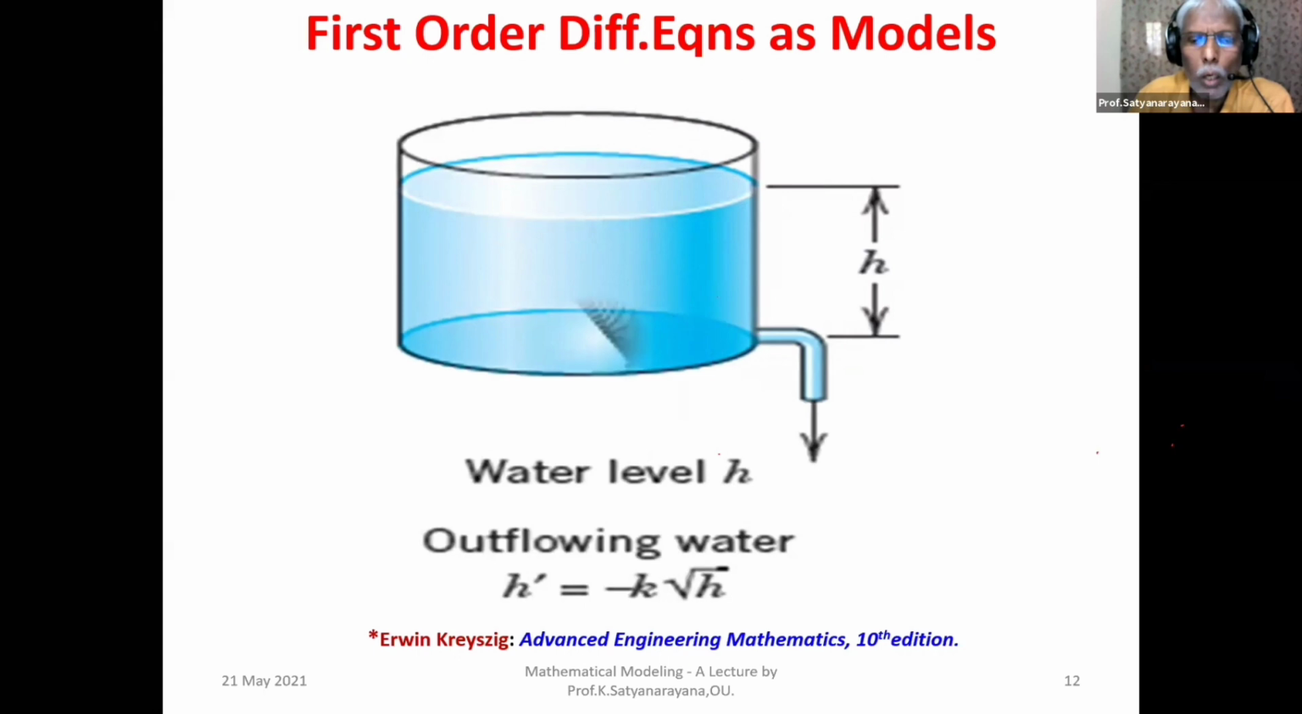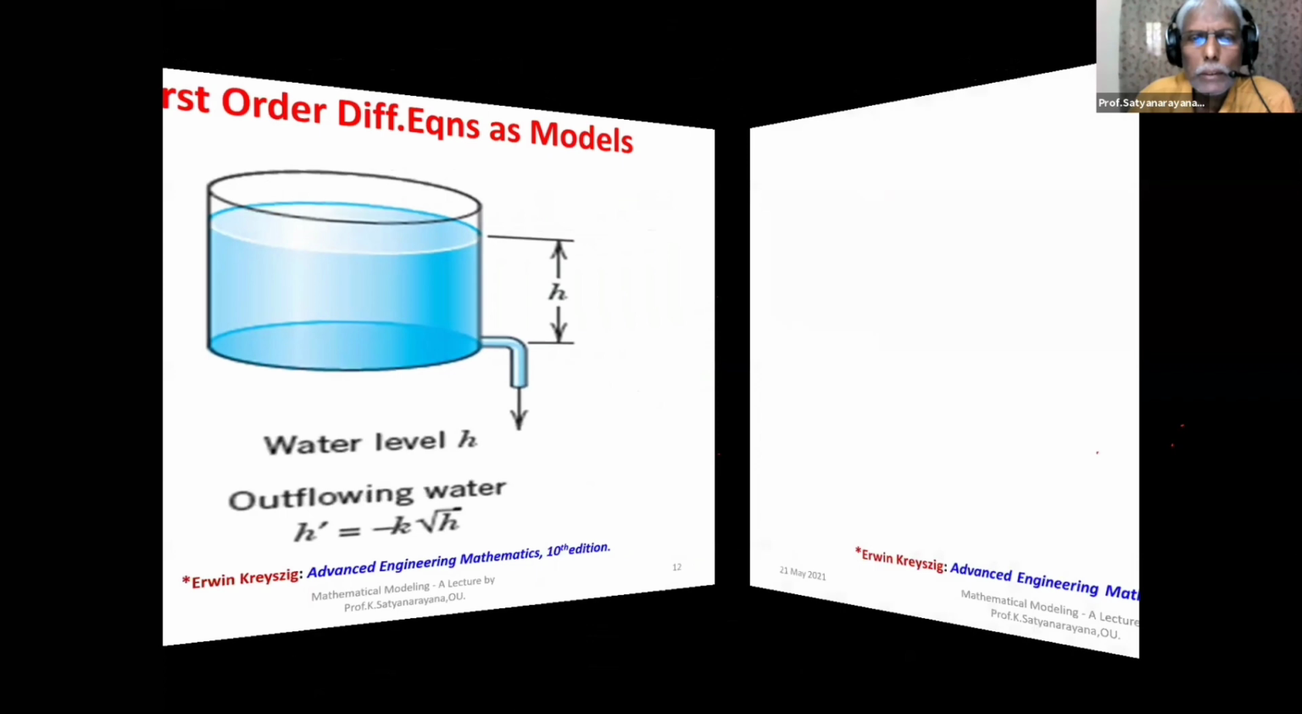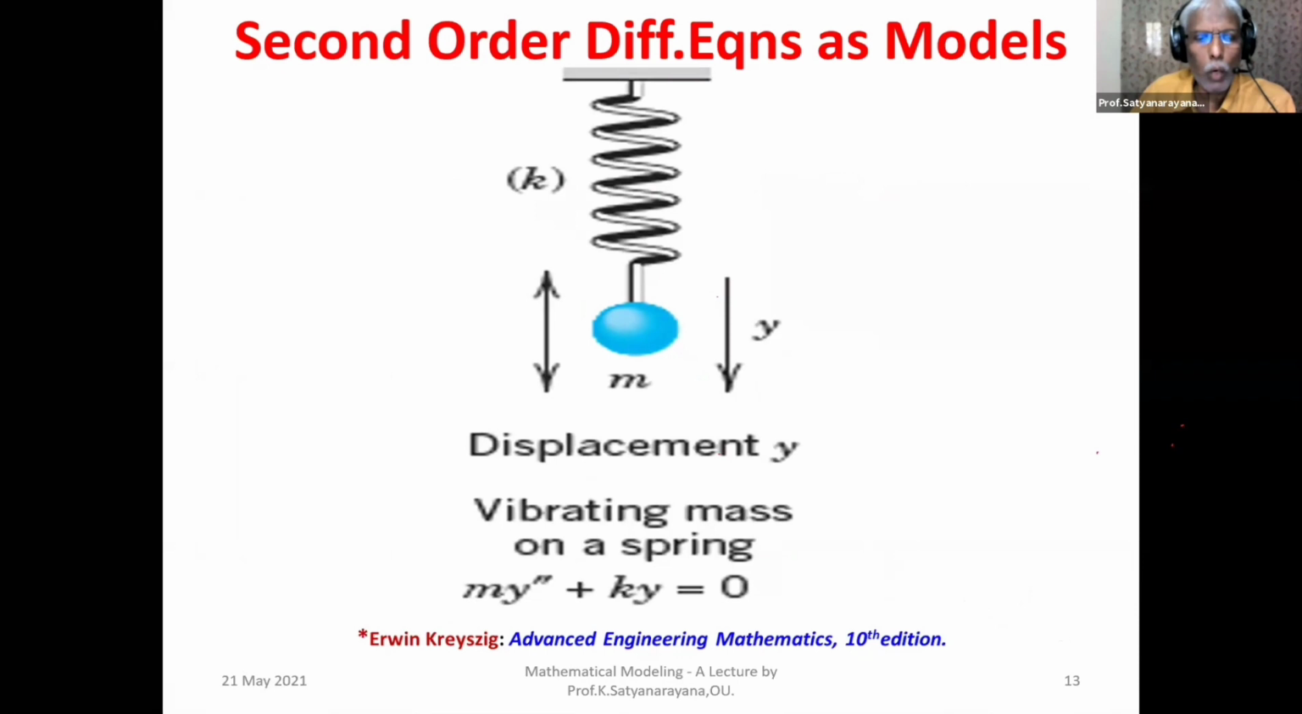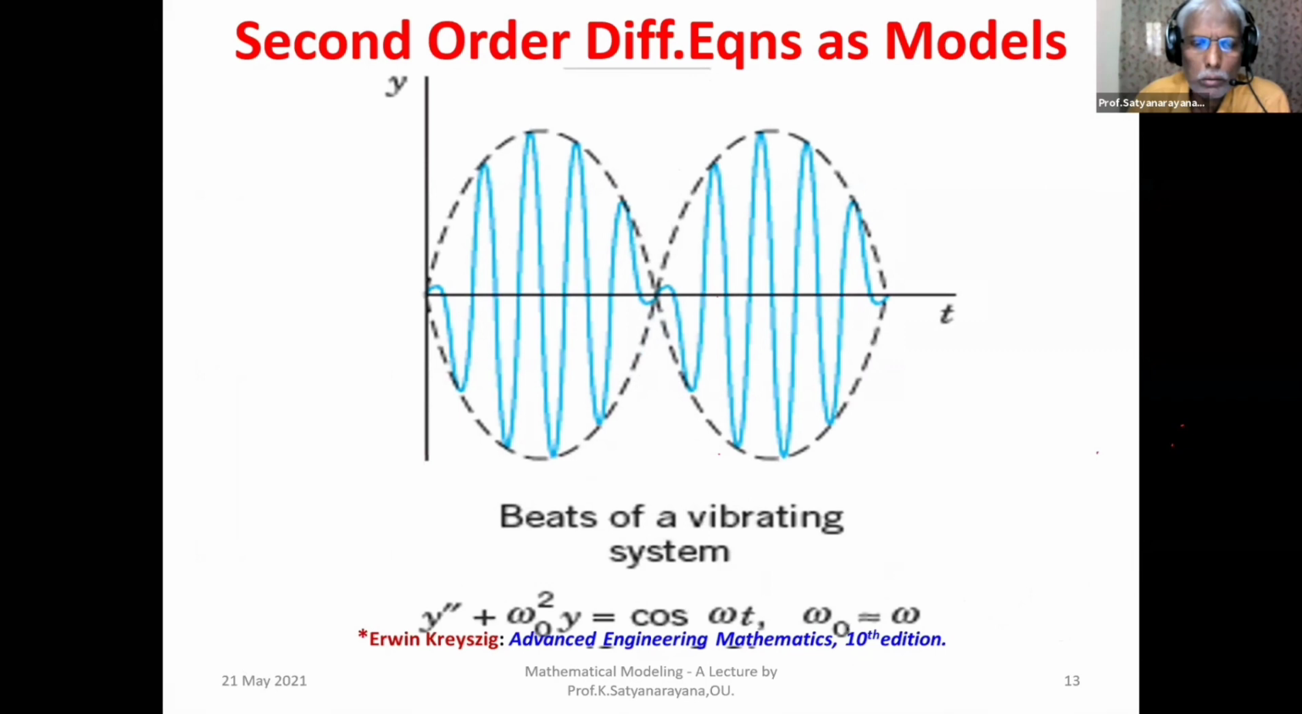Water level h, outflowing of water, is modeled using this differential equation. h prime is equal to minus k times root h. Minus is because the level of the water is decreasing. Where we use second order differential equations as models, you know, displacement y of a vibrating mass on a spring. We use second order differential equations as models in the beats of vibrating system.